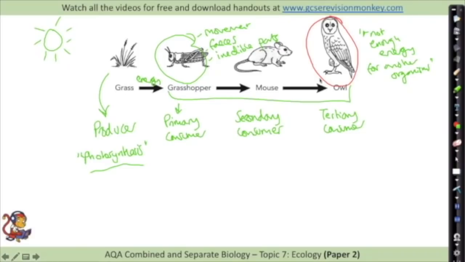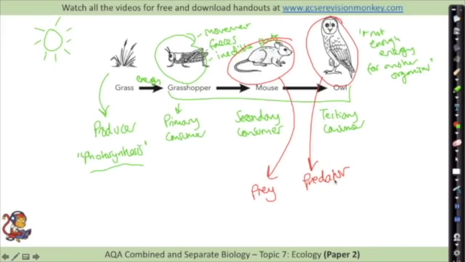We would describe the owl as a predator, and we would describe, for example, the mouse as prey. Anything that's eaten is called prey, and anything that's doing the eating is called the predator. So in the same way, the grasshopper would be the prey for the mouse, and the mouse would be the predator of the grasshopper.